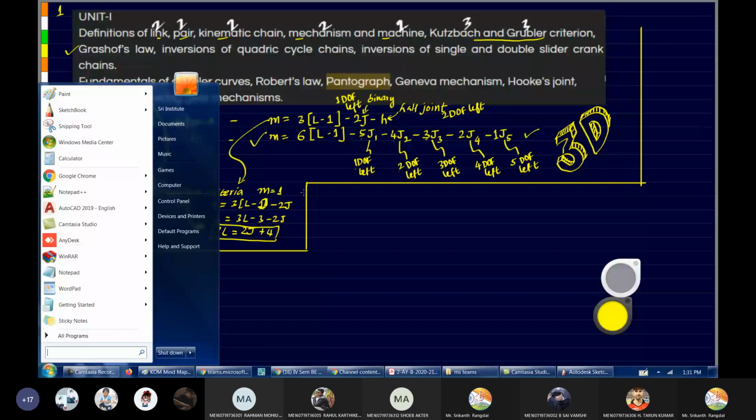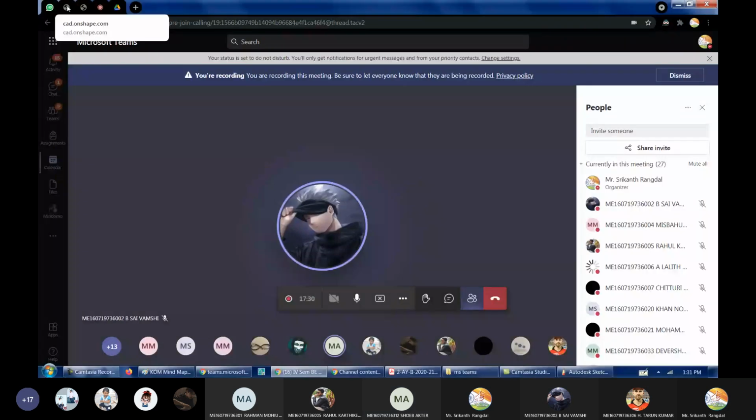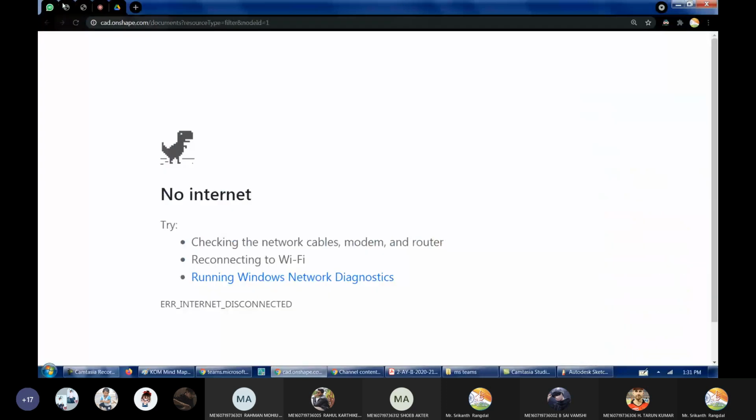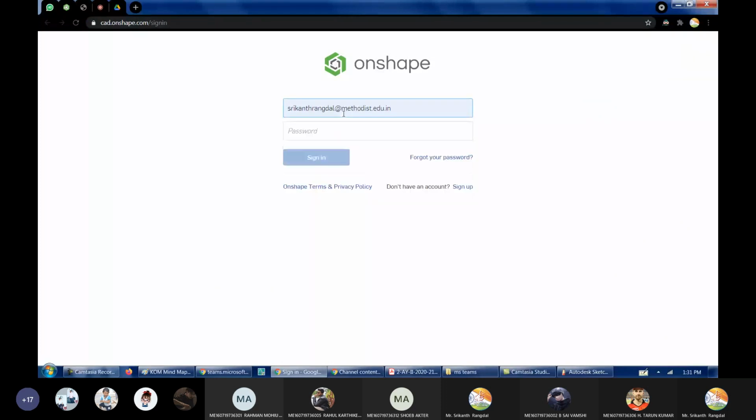Okay, so Grashof's law, we will keep it pending for some time. Let's directly jump into the next topic called inversions. Fine, shall we? Ready? Okay. So for showing these inversions, I'll have to start Onshape. So can anyone explain what is an inversion?